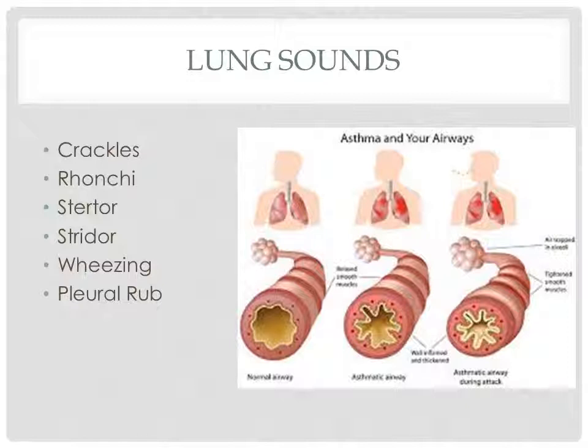Stridor is a crowing sound on inspiration, and that's caused by obstruction of the upper airway passages. You see that frequently with croup or laryngitis. Wheezing is a whistling sound or air forced past a partial obstruction. And pleural rub is a grating sound heard during inspiration and expiration.